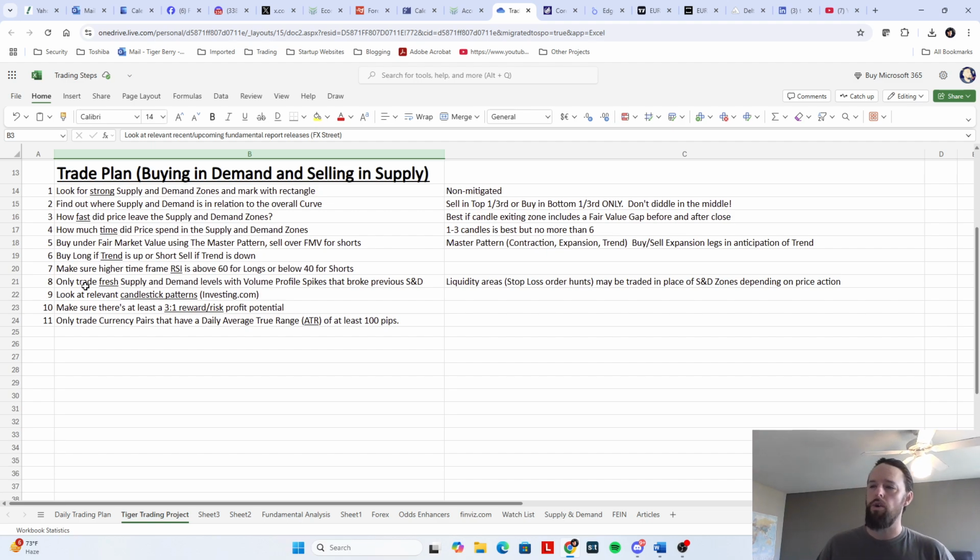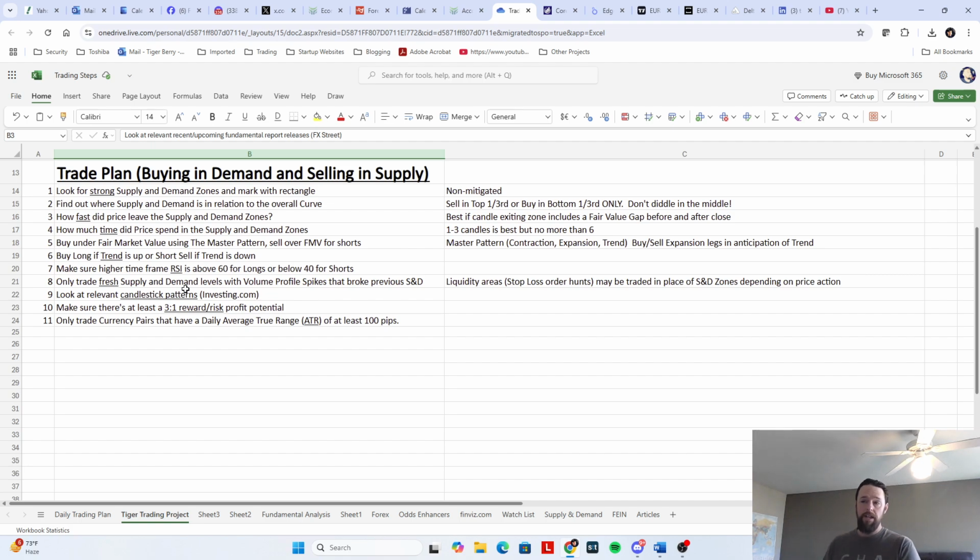Number 8, only trade fresh supply and demand zones with volume profile spikes that broke previous supply and demand. That's a big mouthful, but it's important. You hear a lot of times people that trade support and resistance say the more times it hits that line, the stronger it gets. Look, it's really a controversial topic. A lot of people think that, and a lot of people think the more times it hits, the weaker it gets.